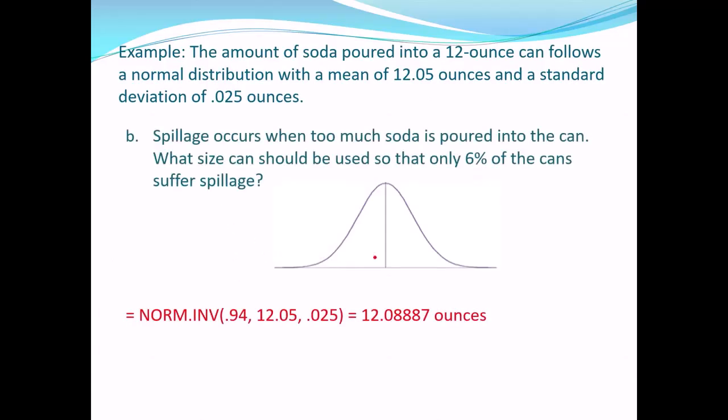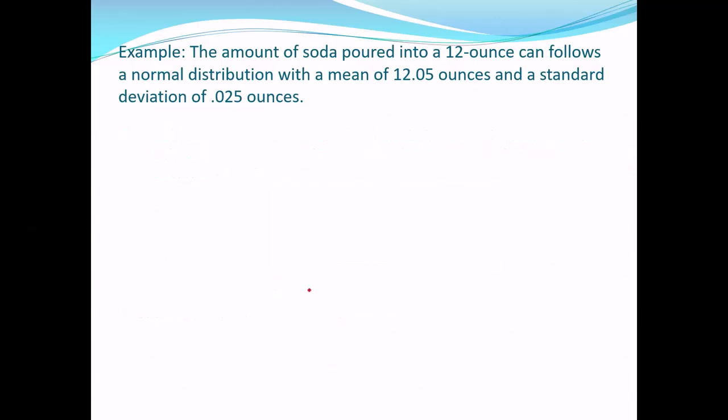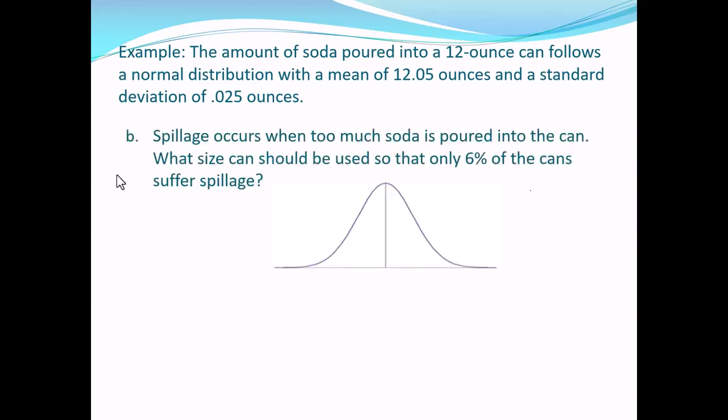spillage occurs, and that's way too much. Spillage occurs, again, let's edit a little bit. Better. Spillage occurs when too much soda is poured into the can. What size soda, or what size can should be used? Only 6% of the cans suffer spillage. So here's the pour amounts. They're centered at 12.05. So this is the amount of soda that's poured into the can. Whoops, I should say X. I only want 6% of the cans to be over poured.